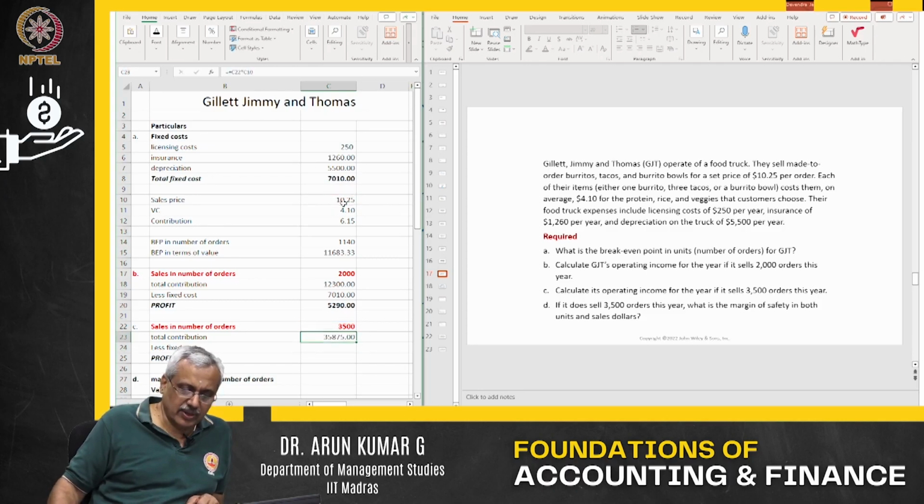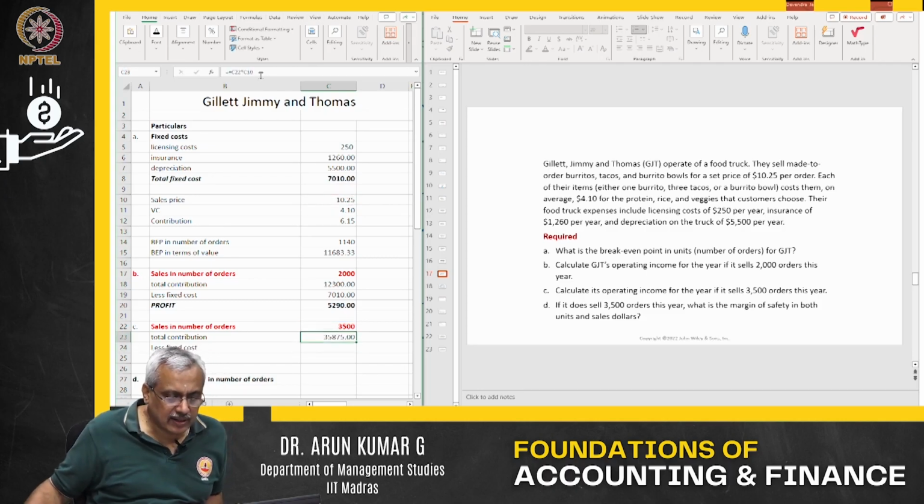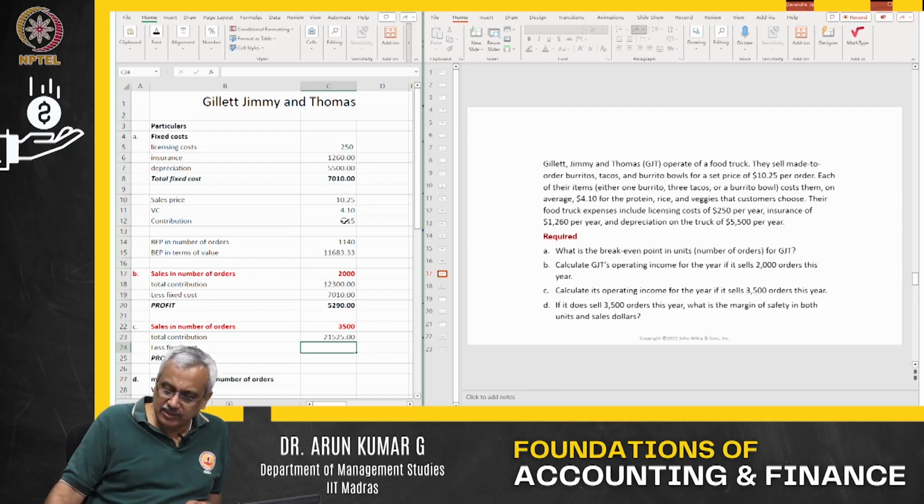I am sorry, I made a mistake. I multiplied it by sale. It is basically my total contribution multiplied by the contribution per unit. This is going to be my total contribution. My fixed cost is going to remain exactly the same. What is my profit? This amount is going to be my profit.